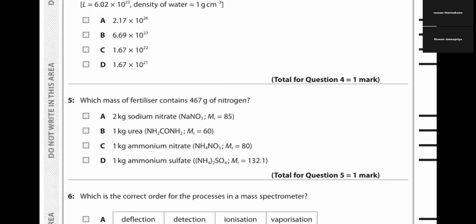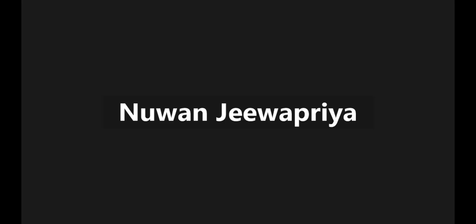Which mass of fertilizer contains 467 grams of nitrogen? So we find which mass of fertilizer contains 467 grams of nitrogen. See this one. Okay, now we go to this one.